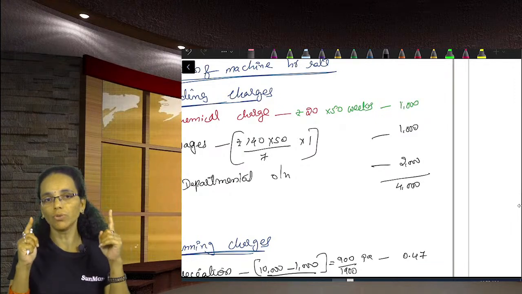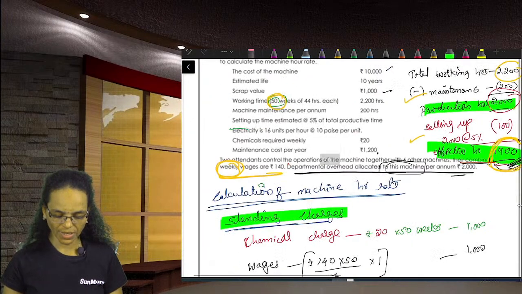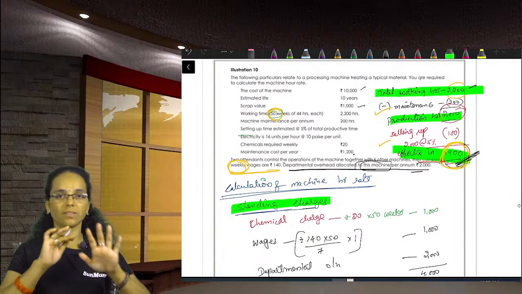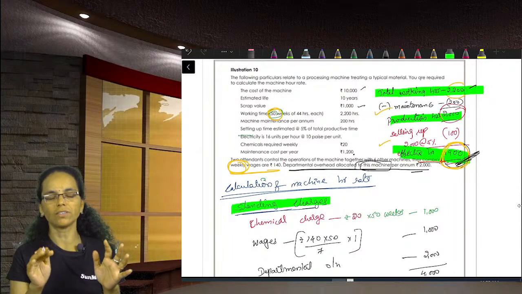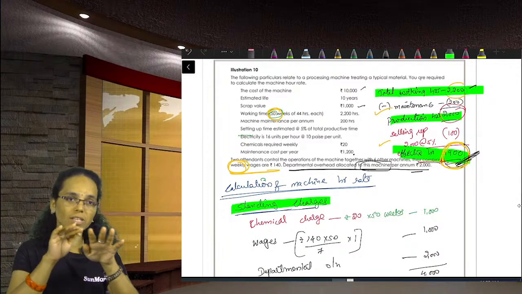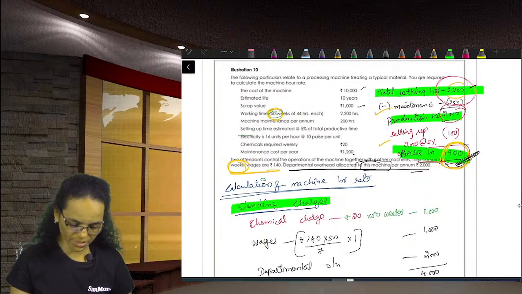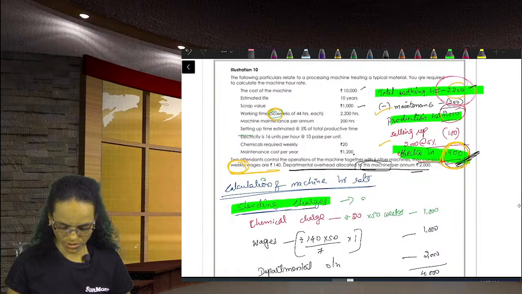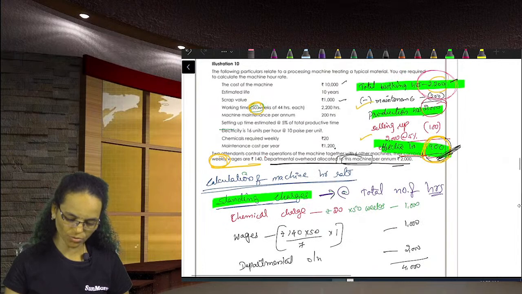Always keep one thing in mind. When we are talking about standing charges, you take the total number of hours. Don't exclude maintenance hours or setting up hours, whatever. The total number of hours the machine is running in a year is 2200 hours.